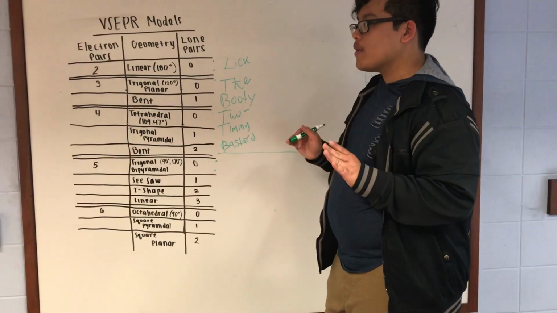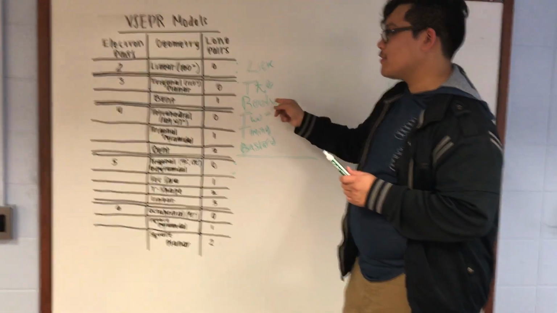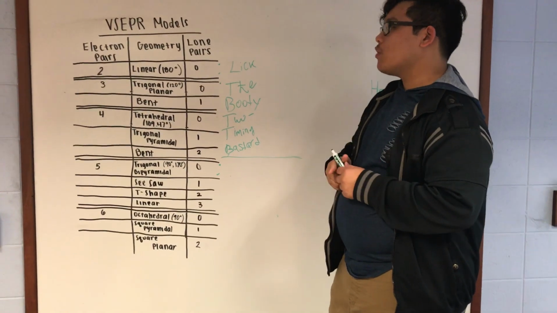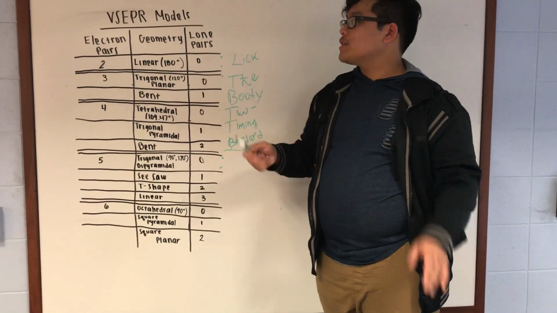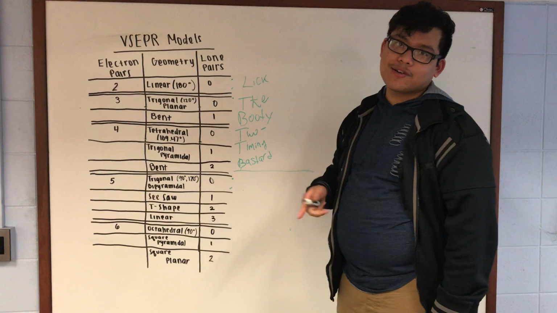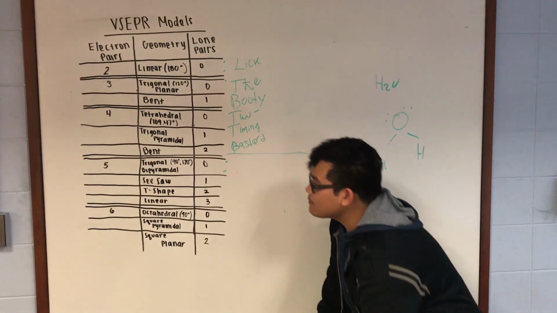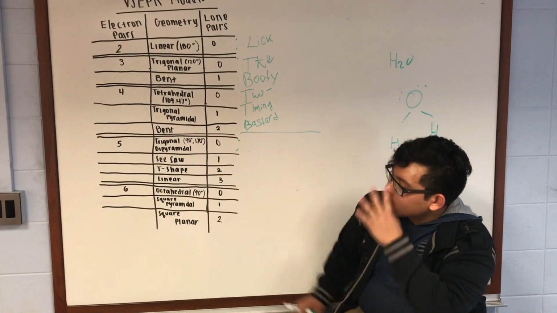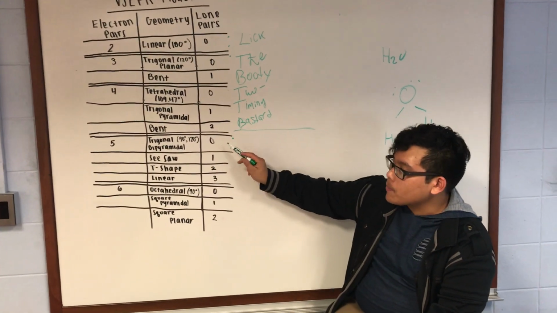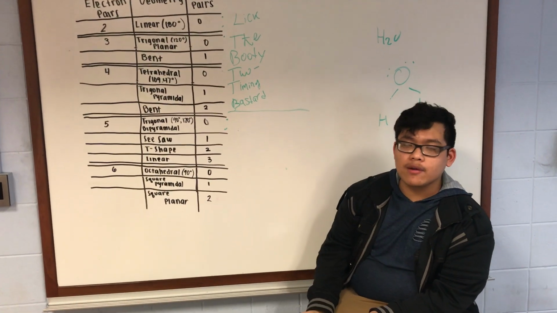So I know it went by quickly, but you guys can see the comparison right now. So to memorize this first half, just know lick the booty, 2-timing bastard. Or do whatever you want, I don't care. The next mnemonic device to memorize is just for the trigonal bipyramidal, so when there's 5 electron pairs.